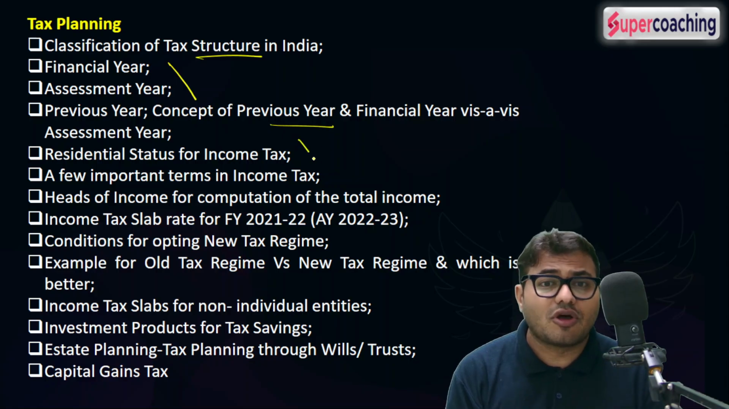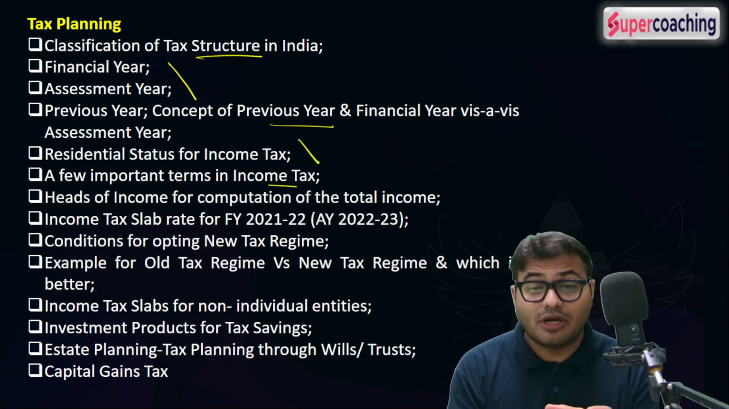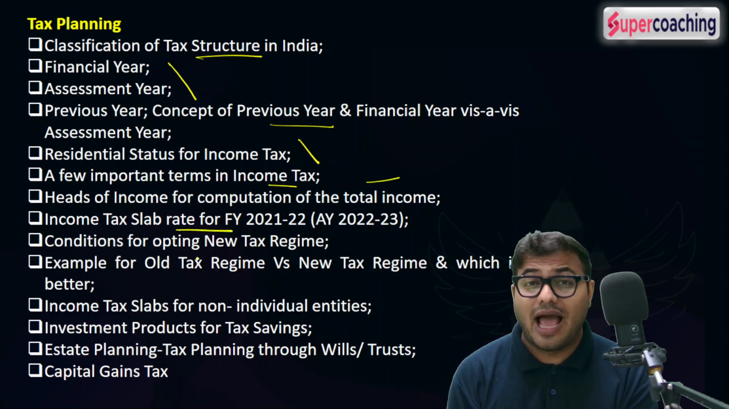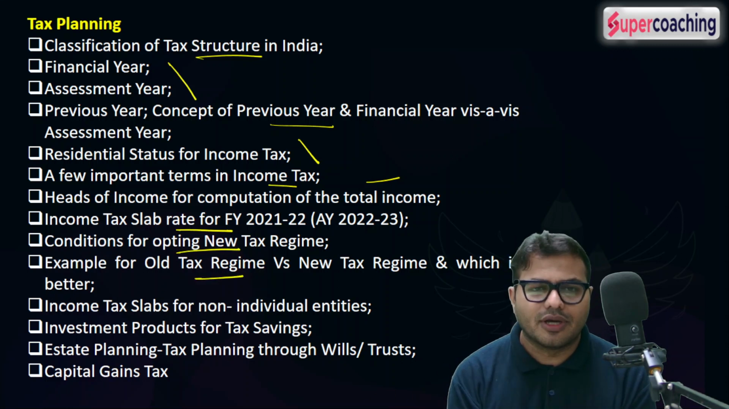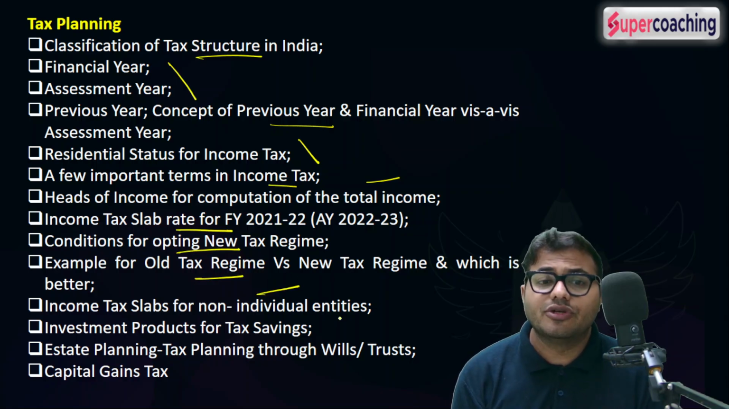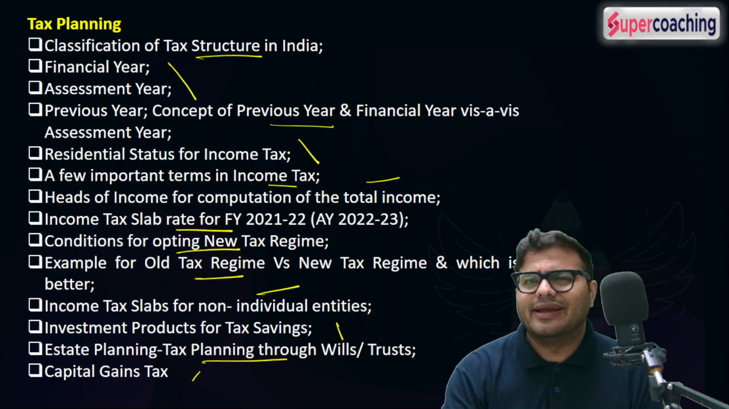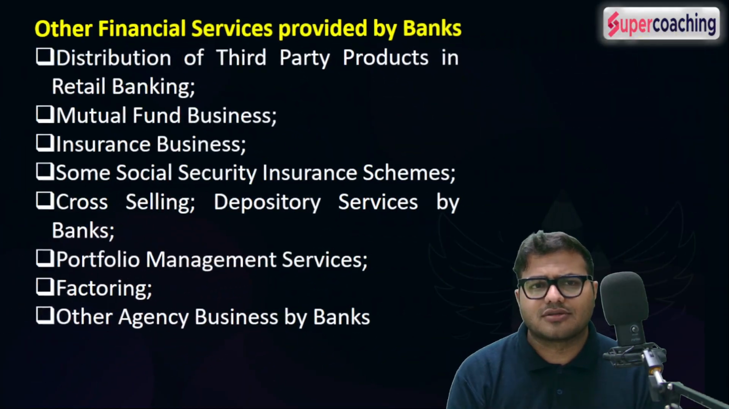Then residential status of income tax, a few important terms of income tax. Okay. Then heads of income, computation of total income, then income tax slab rates, conditions of opting for the new tax regime. So old tax versus new tax regime, it's always there. Income tax slabs for non-individual entities, then tax savings, estate tax planning, and the capital gain tax. These are some topics they do ask in the exam.